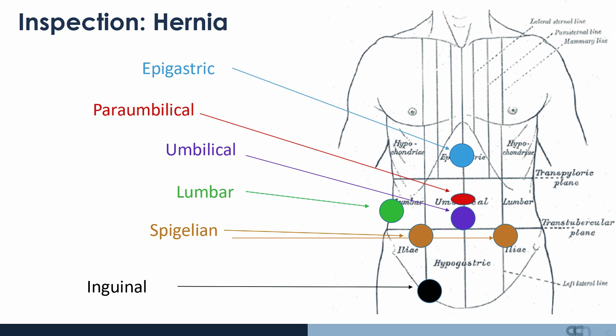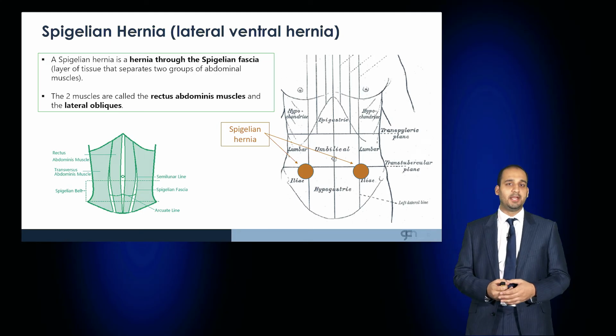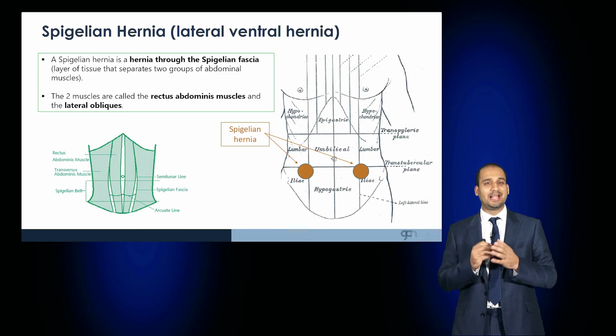So in the epigastric region, you define an epigastric hernia, and a paraumbilical or umbilical hernia, depending on whether the umbilicus is affected. You may see a lateral hernia in the lumbar region or an inguinal hernia. Be aware that you may find a Spigelian hernia. A Spigelian hernia is a hernia through the Spigelian fascia.